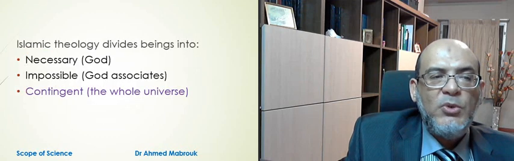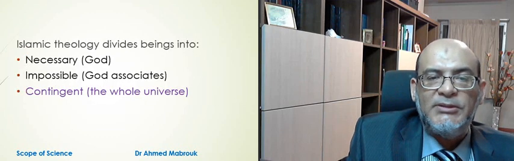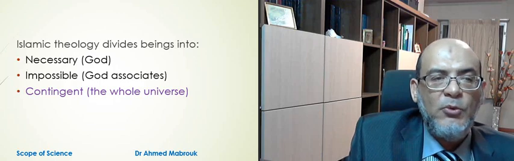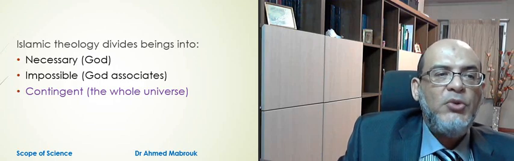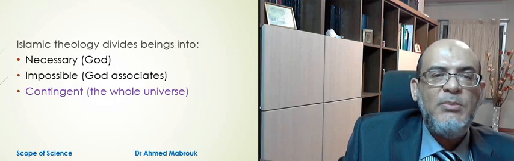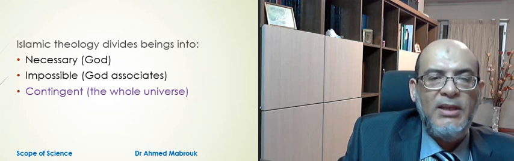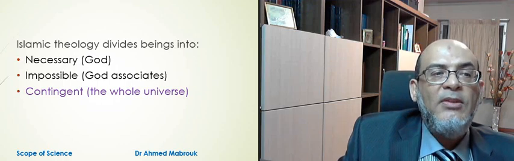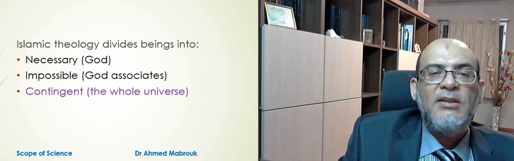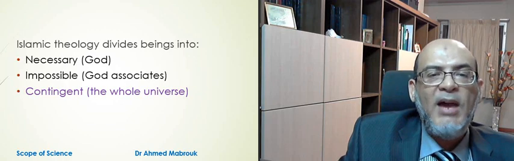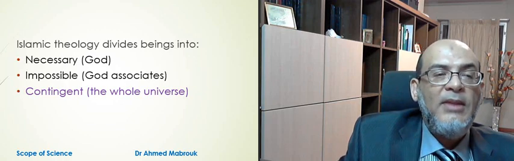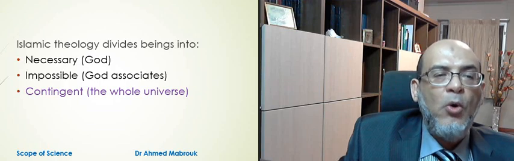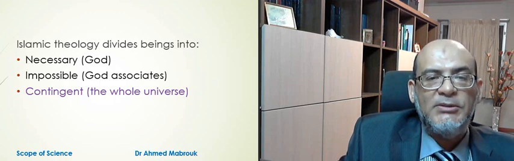But when it comes to Islam, actually the situation is different. And I would like to demonstrate that in 1 minute very quickly. Islamic theology divides being into 3 types. Necessary being, which is basically God, no one else. And impossible beings, like God's associates. And then contingent. These are the things that may have existed or may not have existed. And the interesting thing is the whole universe falls into the contingent part.